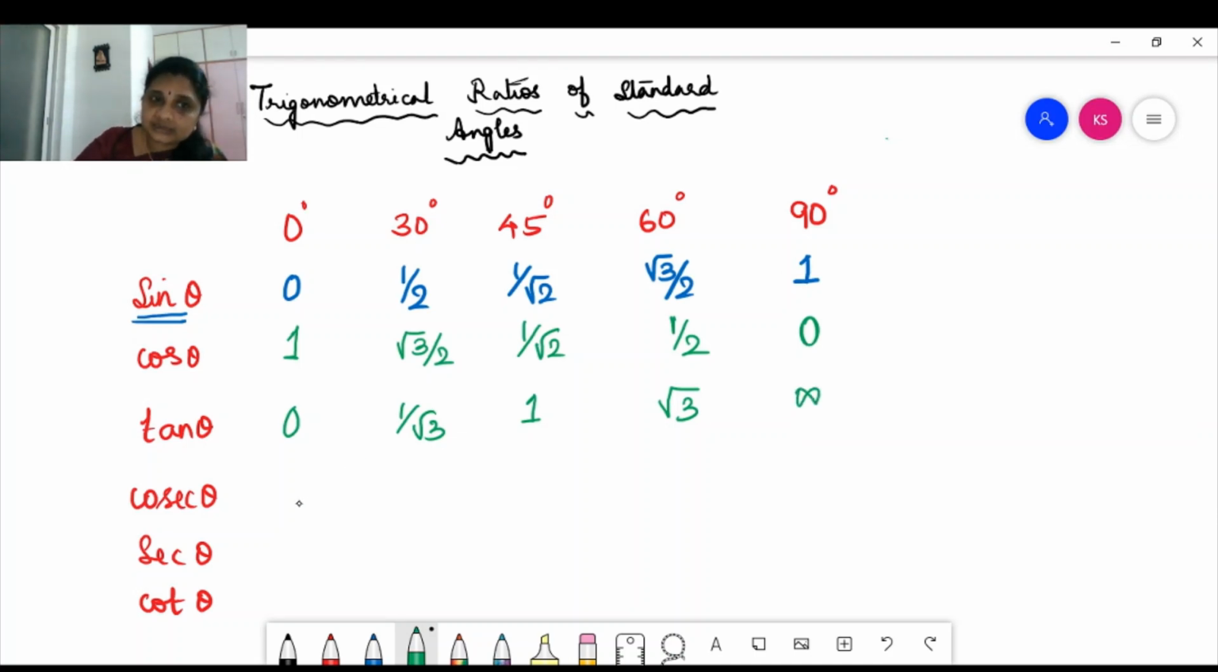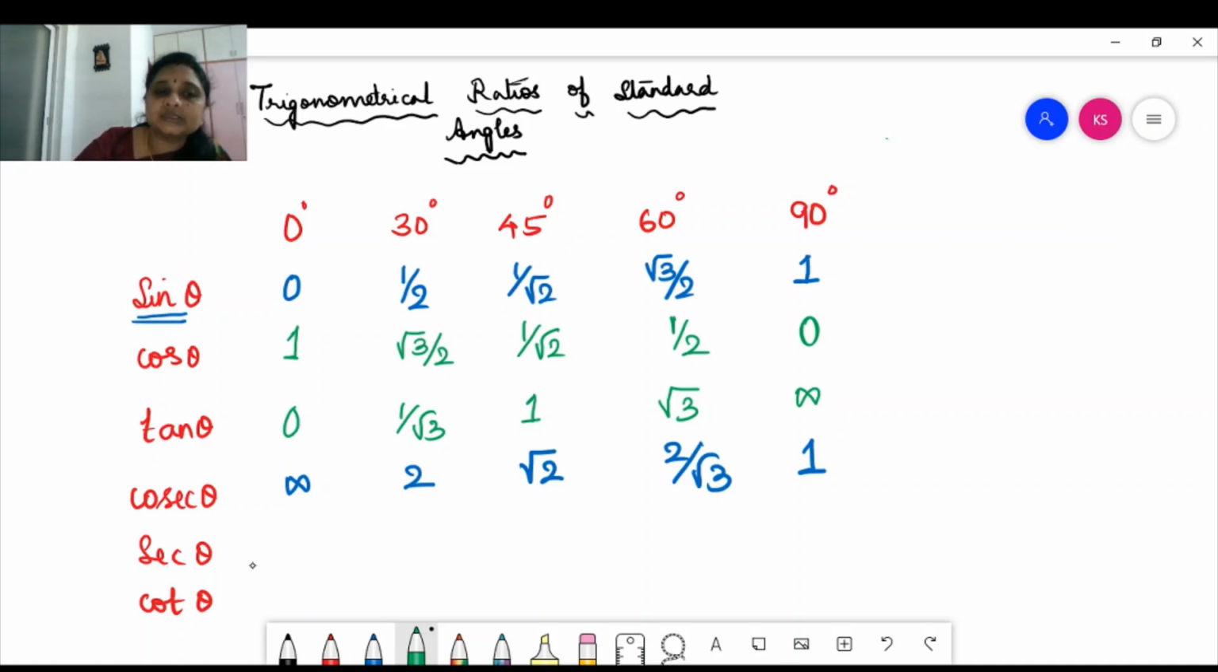Now cosecant theta is the reciprocal of sine theta. So again, let me fill it in blue color. The reciprocal of sine 0, 1 by 0, is infinity. 1 by 2's reciprocal is 2 by 1, that's 2. 1 by root 2's reciprocal is root 2. Root 3 by 2's reciprocal is 2 by root 3 and 1's reciprocal is 1.